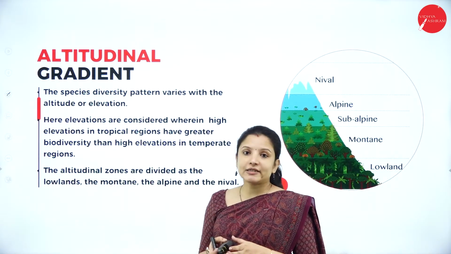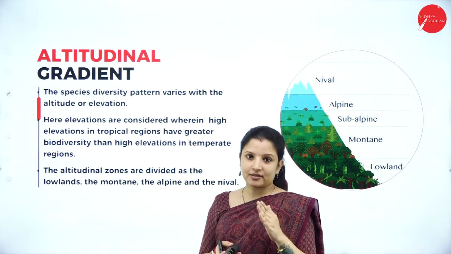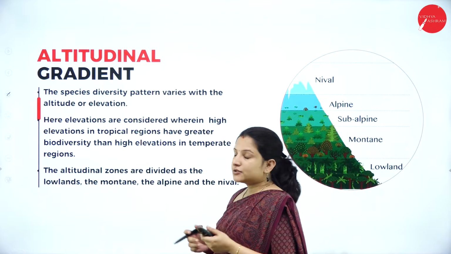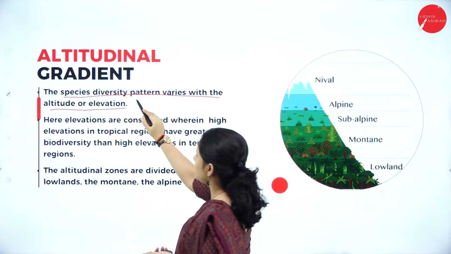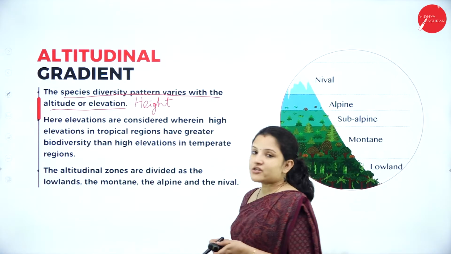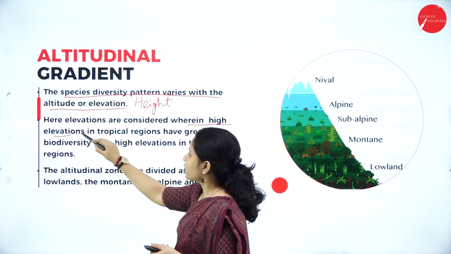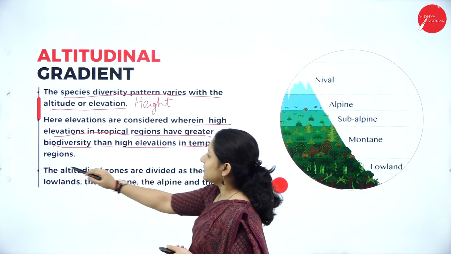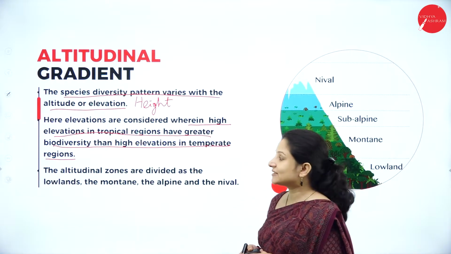Next, talking about altitudinal biodiversity. When I say altitudinal, it has something to do with heights, right? We have the ground level, the sea level and all that. So the species diversity pattern varies with altitude or elevation, or in other terms, with height. Here, high elevations in tropical regions have greater biodiversity than high elevations in the temperate region. Here also, based on the elevation, the diversity of the species tends to vary.